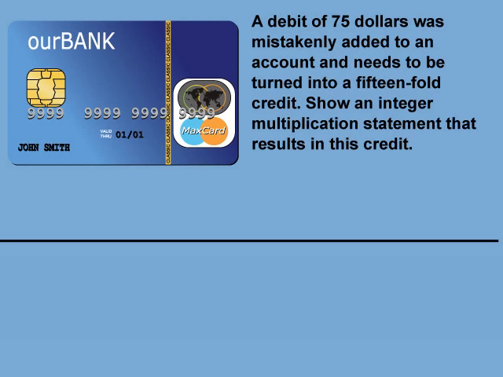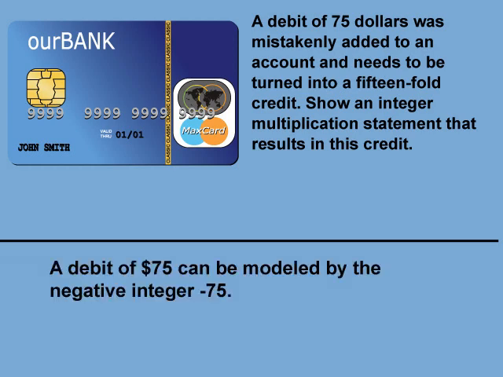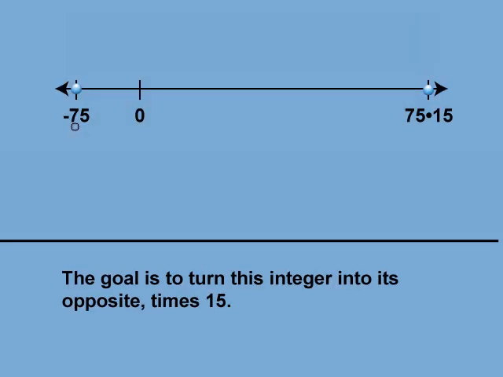A debit of $75 was mistakenly added to an account and needs to be turned into a 15-fold credit. Show an integer multiplication statement that results in this credit. A debit of $75 can be modeled by the negative integer -75. The goal is to turn this integer into its opposite times 15.